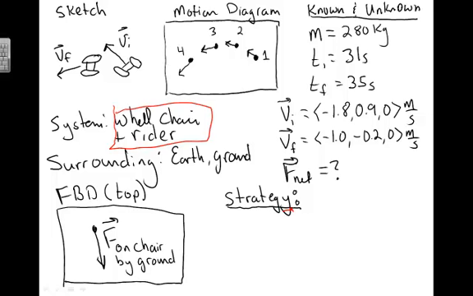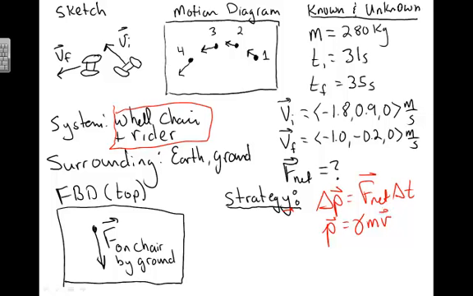So now that I'm looking at these numbers right here and realizing which equations I'm going to need, let's see, I will probably need to use the equation that delta P is equal to F net delta t, and P is equal to gamma m v.